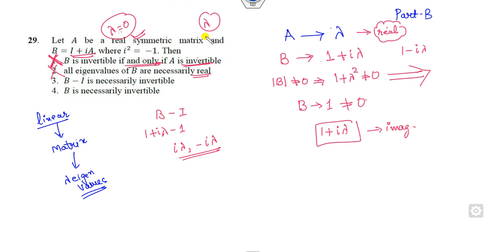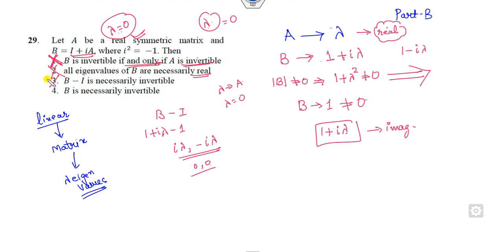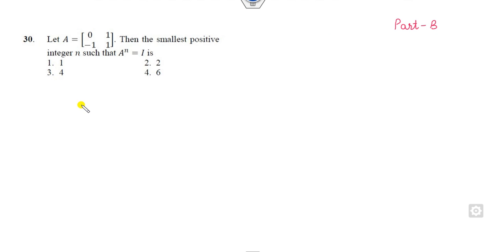That is again not true. Why? Because whenever lambda, the eigenvalue of A, is 0, then this is also 0, which is not invertible. So this option is cancelled. B is necessarily invertible is not the right answer, because of the word necessarily. That is not true. The eigenvalue of B is 1 plus iota lambda, so whenever lambda is 0, for example, it is still 1. So the right answer is only the fourth option.